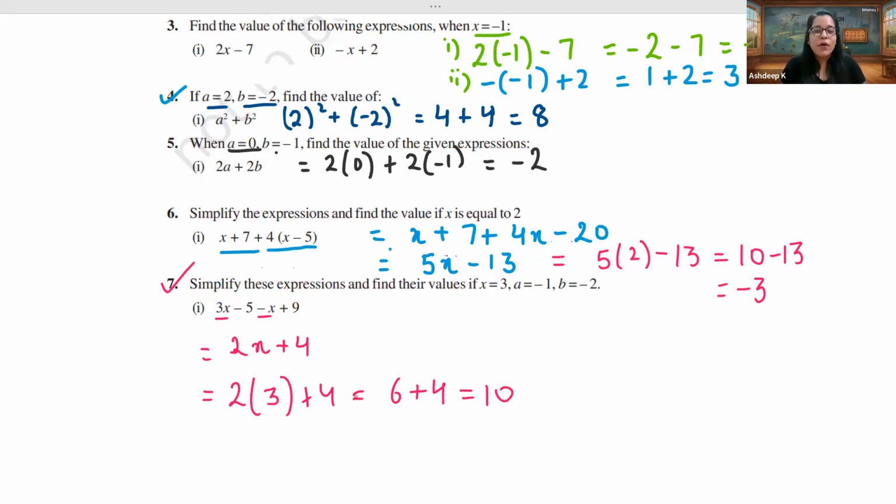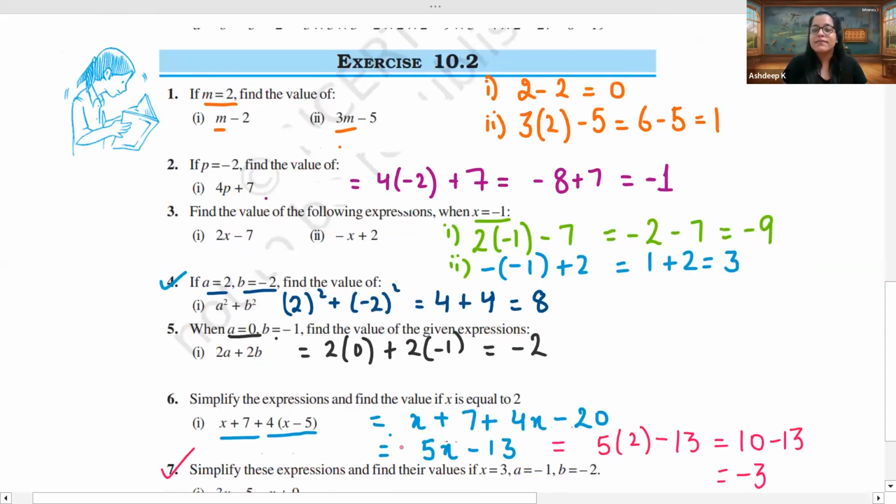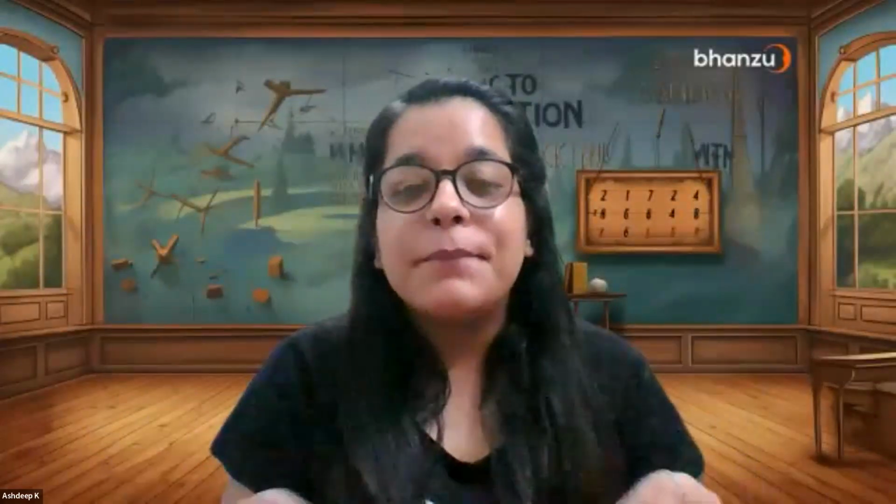I hope you're all clear on all the questions that we did in our second exercise. So we are now done with some of the questions pertaining to our second part, which just involved finding the value of the expression. Simply what we need to do is put the value of the variable given to us into the expression, or wherever it is written, to simplify. First we'll simplify and then put the value and then we get the answer.